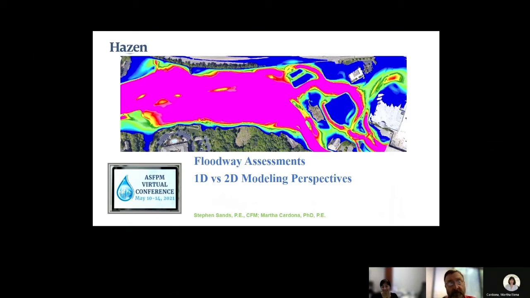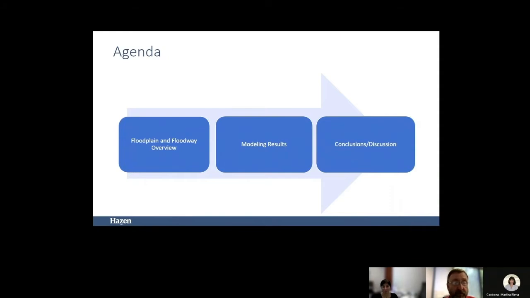Our presentation today is the comparison of one-dimensional and two-dimensional models, but with very specific focus on how a floodway differs between those two modeling approaches. Our presentation includes 3 sections. An overview of a floodplain and a floodway, which is pretty basic. I think everybody will understand and has heard the definition of a floodway. We'll present two modeling exercise results where we compare a one-dimensional and two-dimensional model for two FEMA stream reaches, and we'll end with conclusions and discussions of those modeling results.